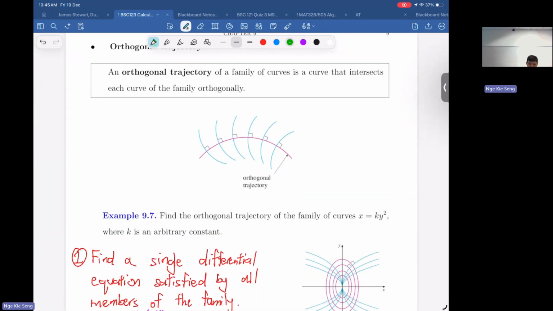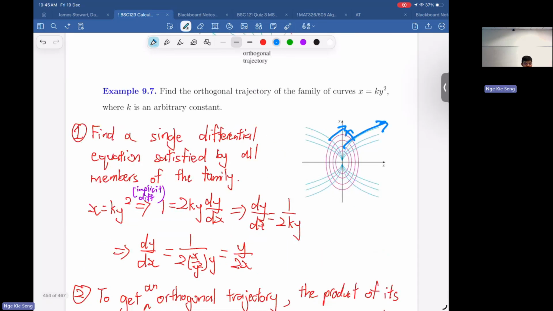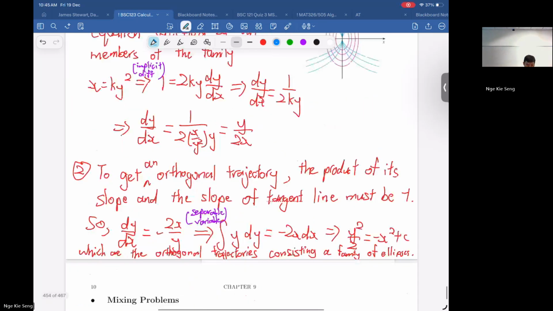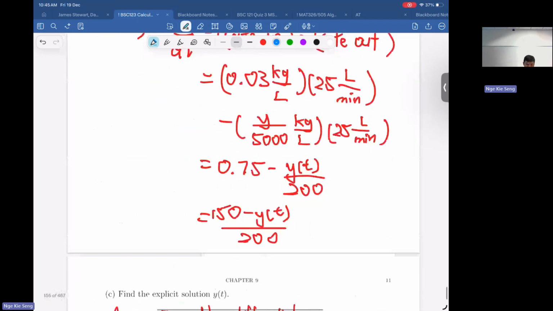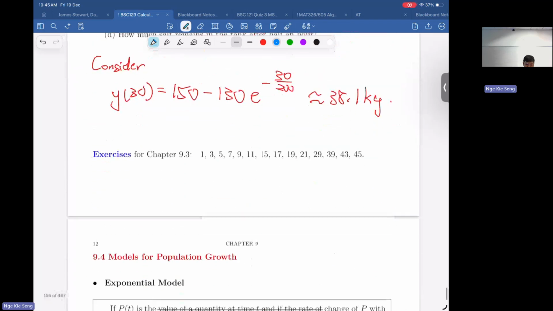And then there is something called the orthogonal trajectory. Let's say you're given a family of curves, can I figure out the curve that's orthogonal to these curves or not? Previously the tangent line was tangent to the curve, but now can you find a curve that's orthogonal to this curve or not? So it's the other way around. Differential equations can help you do this. And then there are some application problems here.